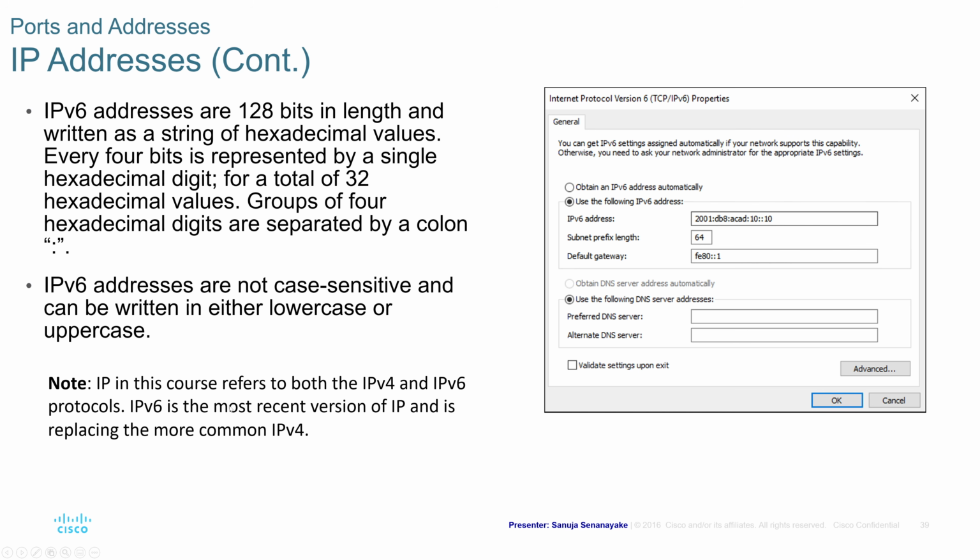Note, IP in this course refers to both IPv4 and IPv6 protocols. IPv6 is the most recent version of IP and is replacing the most common IPv4 as we move forward with multiple devices being used globally. And this slide doesn't explain the reason why we have IPv6, which is that we have pretty much run out of IPv4 addresses right now for global use.